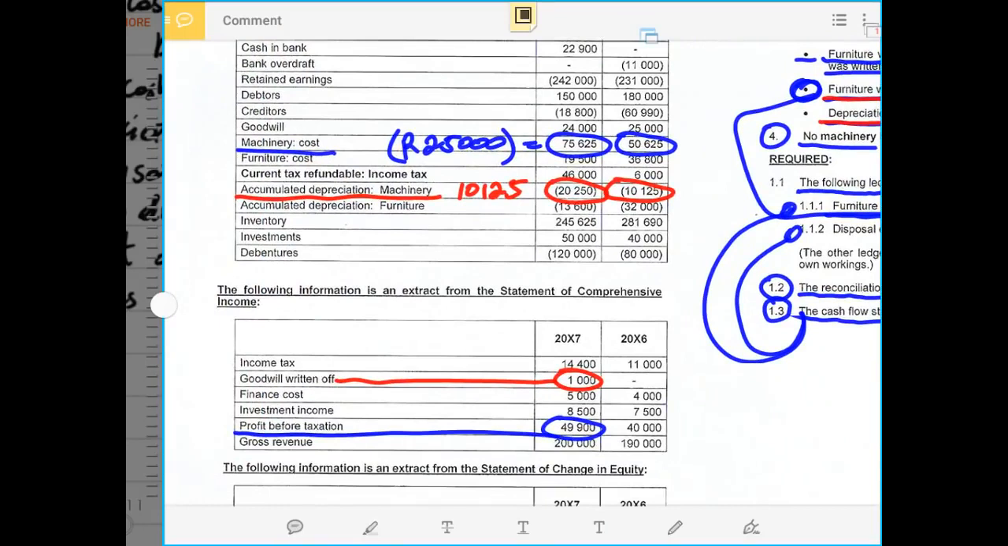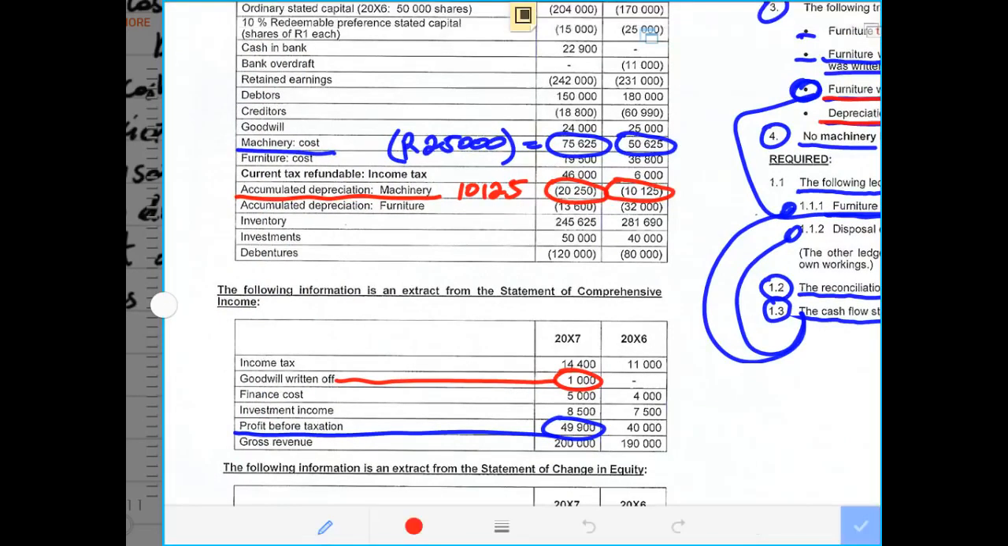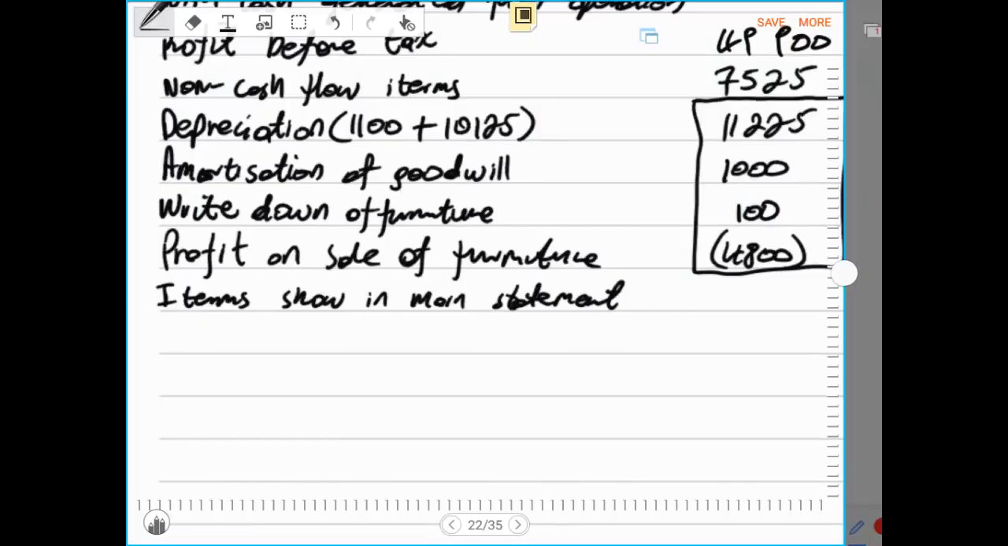Items that are separately disclosed in the income statement. And those items are not for the operation of the business. Therefore, now the first one will be finance cost of 5,000 rands. The second one will be investment income of 8,500. So now those will be the two. If there was dividends income, that was going to be recorded again here as one of the items that are shown in the main income statement.